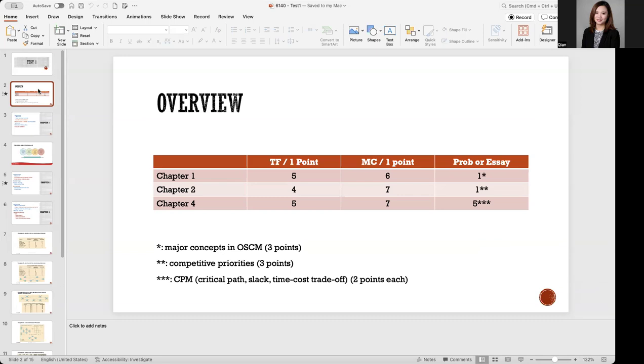I have true or false, multiple choice, and calculation problems or short answer. True or false and multiple choice questions are each worth 1 point, while the problems or short answer questions may vary. For the first test, I have one short answer for chapter 1, one short answer question for chapter 2, and five calculation questions for chapter 4.